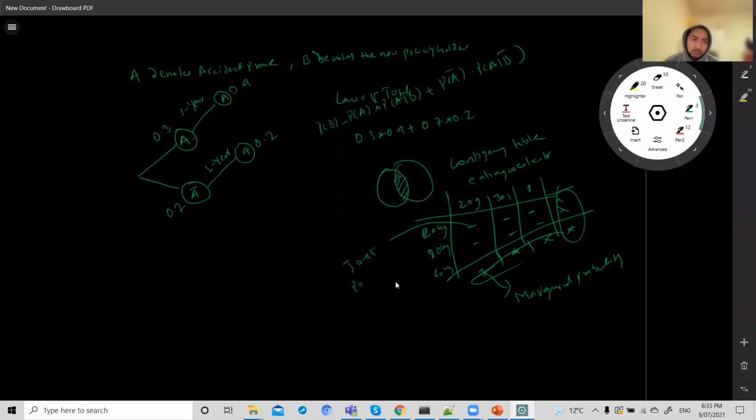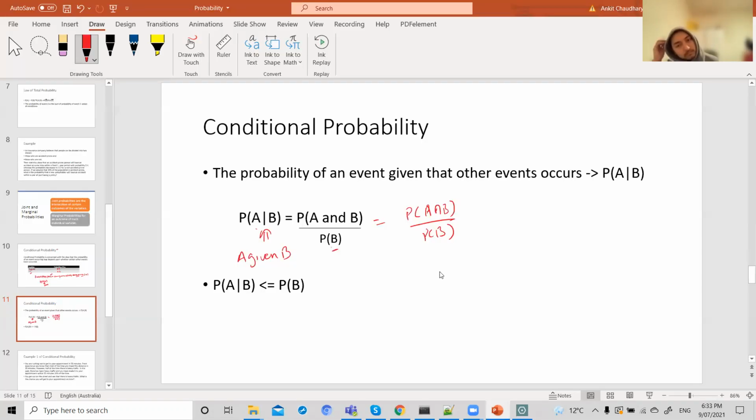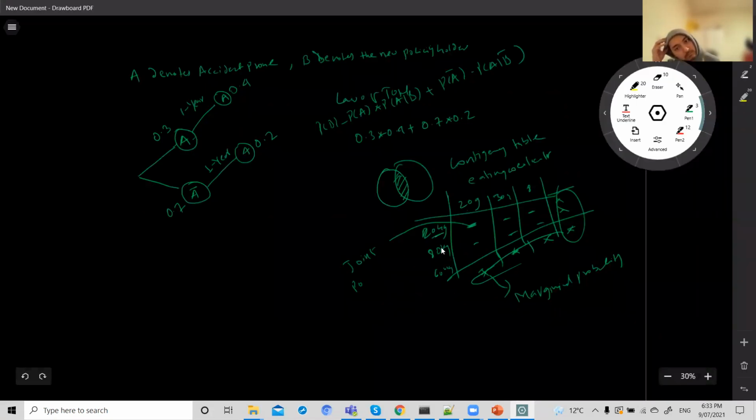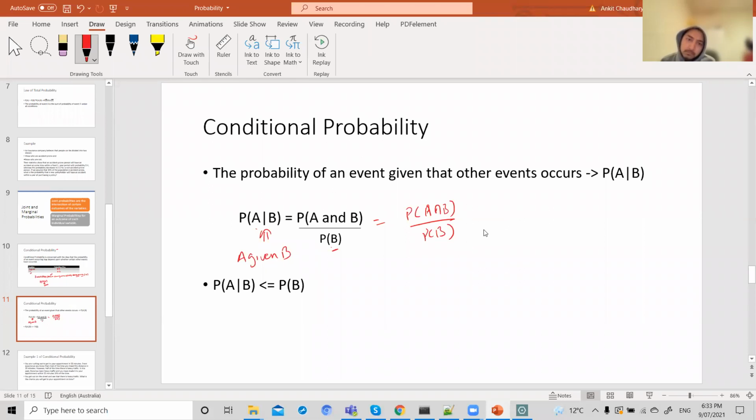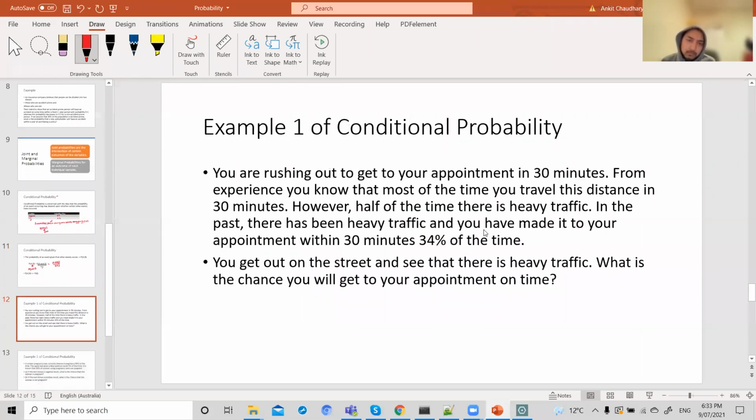Here, in this example, this part is what is called the intersection. A intersection B means the common part between this and this. This value, if you see in this table, is all your intersection part. So this is the intersection divided by this.